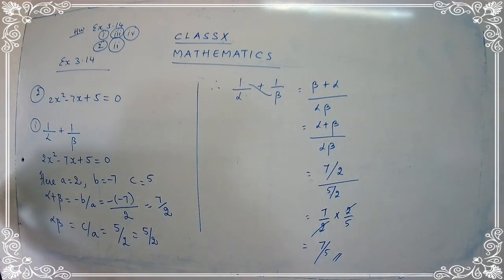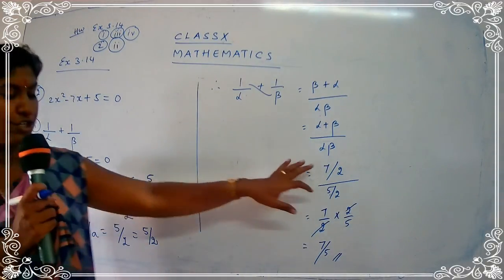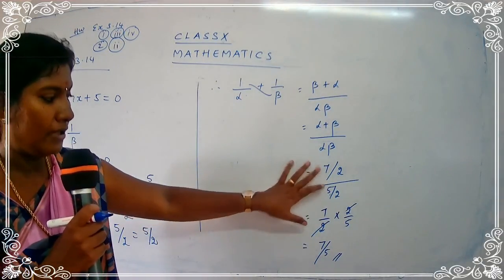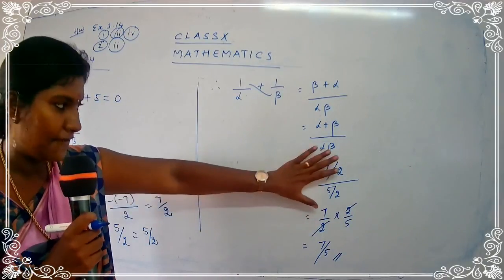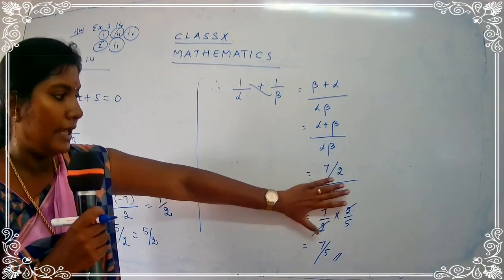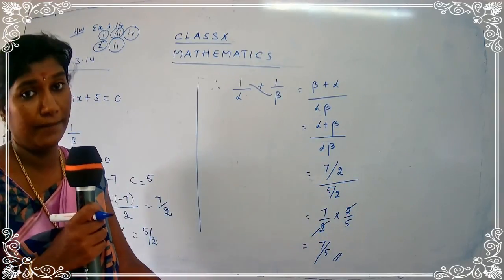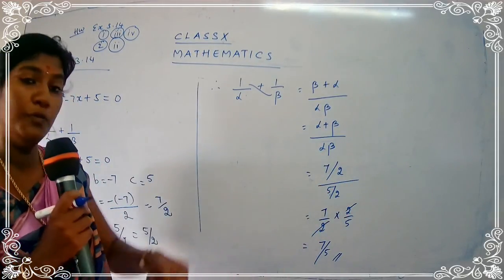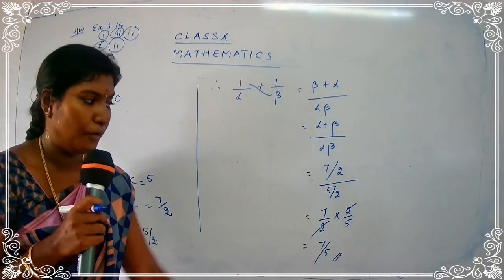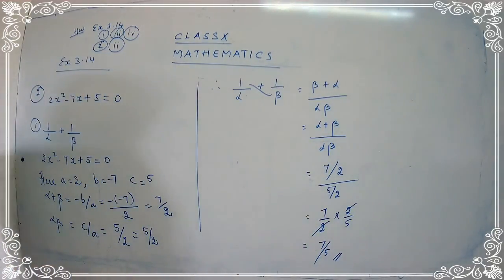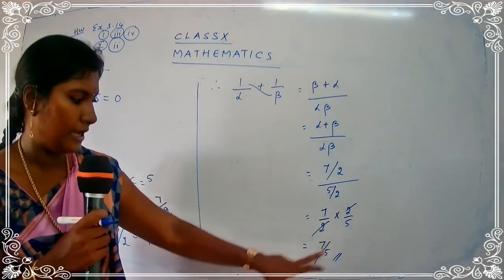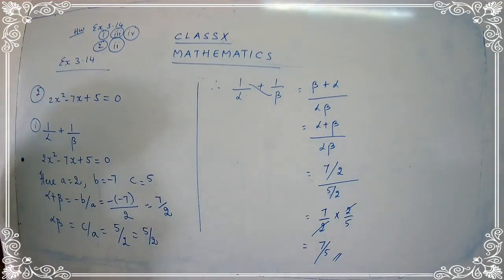7 upon 2 upon 5 upon 2. So 7 upon 2. This is a fraction upon a fraction. So write the numerator part as it is, 7 upon 2 as 7 upon 2. And we have the denominator 5 upon 2. So we have to write the reciprocal of 5 upon 2, that is, interchange the numerator and the denominator. So 5 upon 2 will be written as 2 upon 5. So 2 gets cancelled and you get here 7 upon 5. So that's what the answer is.